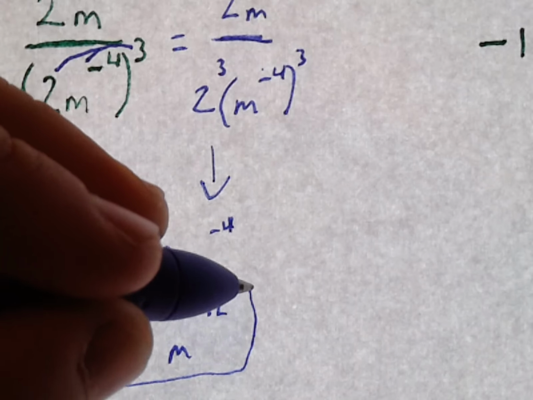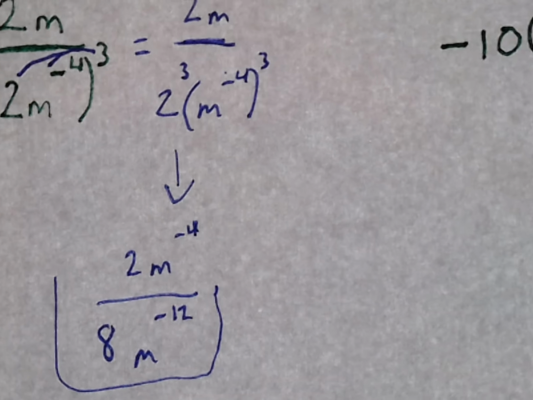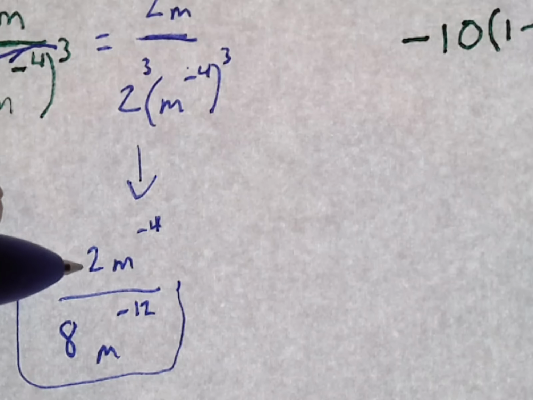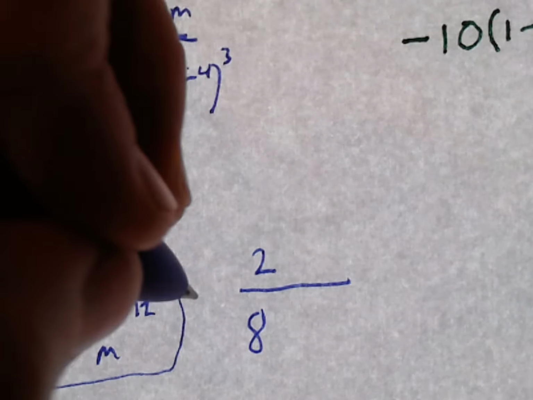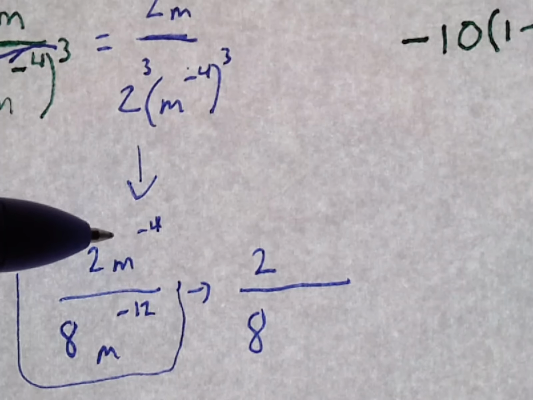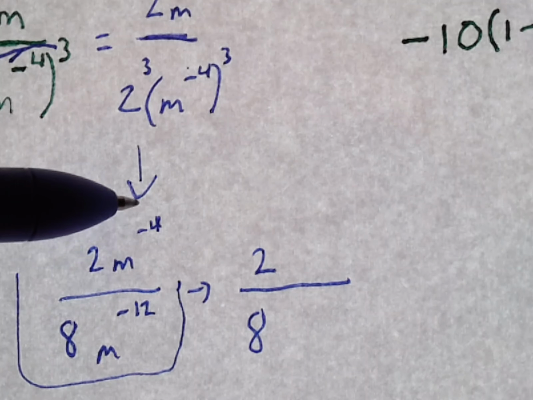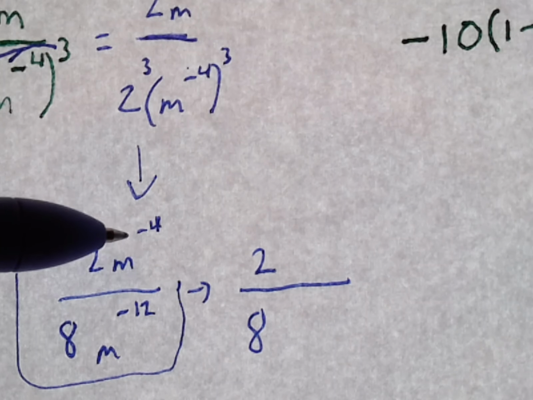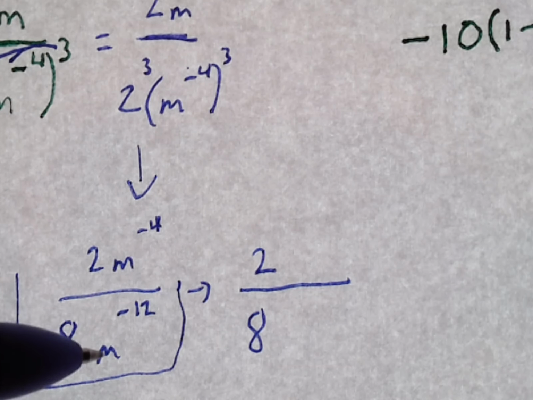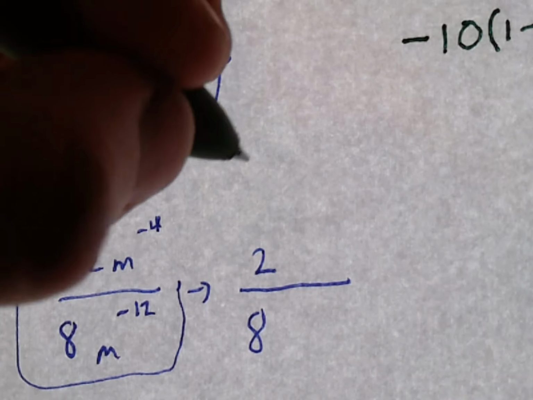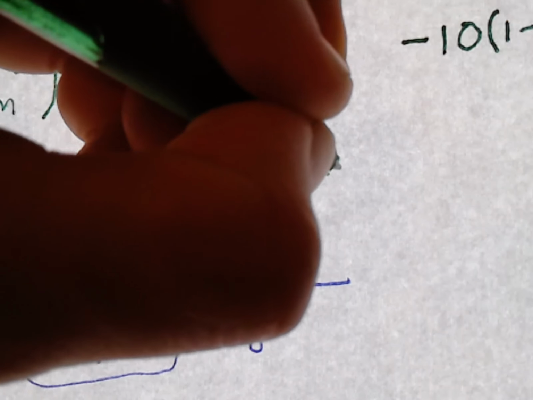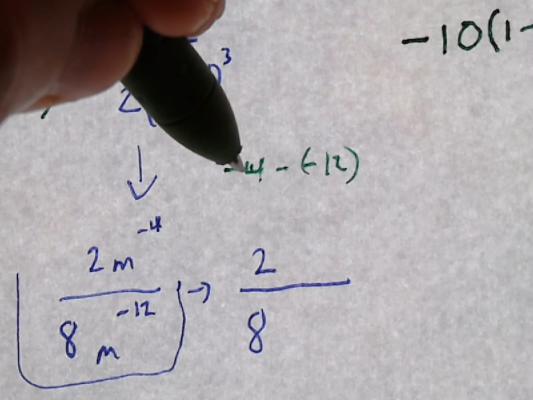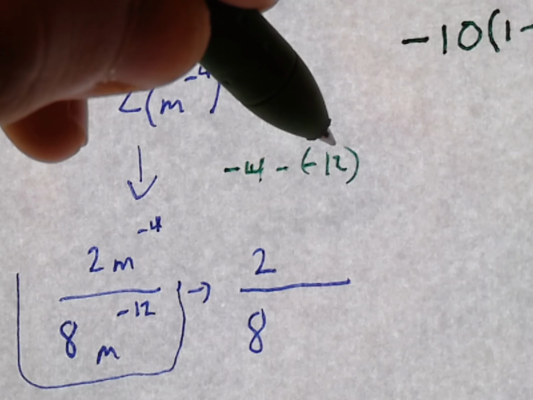And this is almost my answer, so I'll draw part of a box around it. But now I can do my division. Well, 2 divided by 8, we'll simplify that later. I'll just rewrite that 2 over 8. And now, if I'm dividing like bases, I can subtract the exponents. Negative 4 minus negative 12. I'll write this in green up here just so we see this. Negative 4 minus negative 12. Don't forget it's minus a negative, so this is really the same thing as negative 4 plus 12.